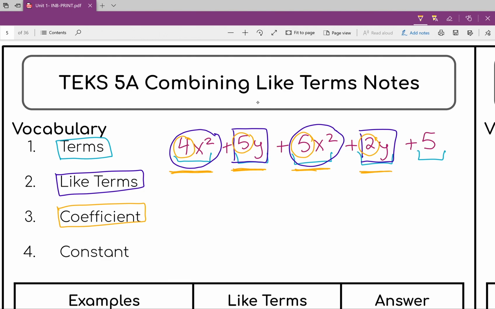Lastly, if we have a number that's all by itself, that's called a constant. So the only constant we have here is the 5 right at the end because it's the only one that does not have a variable attached to it.